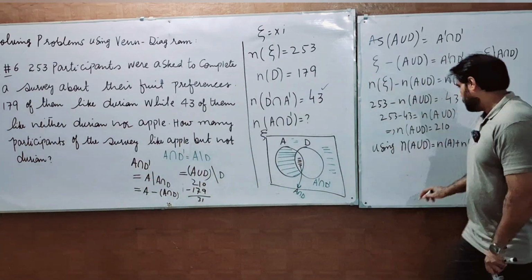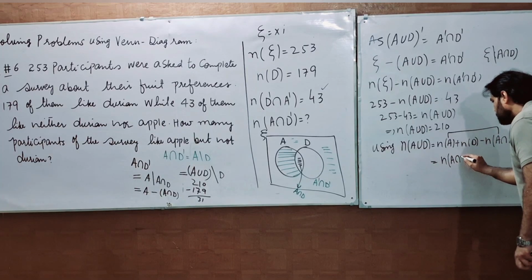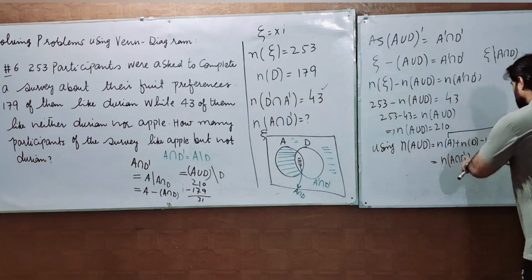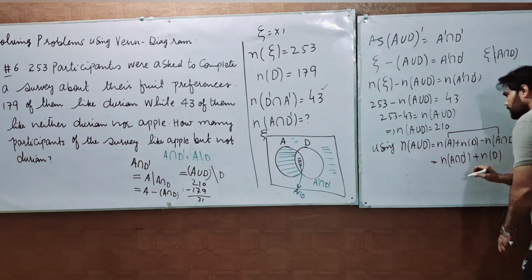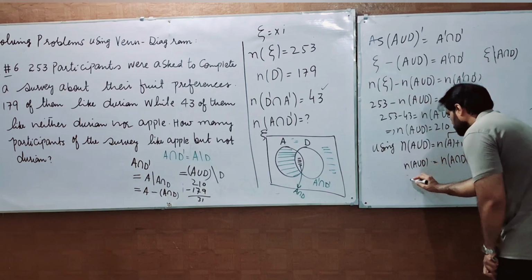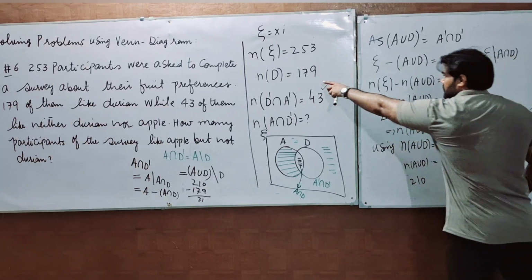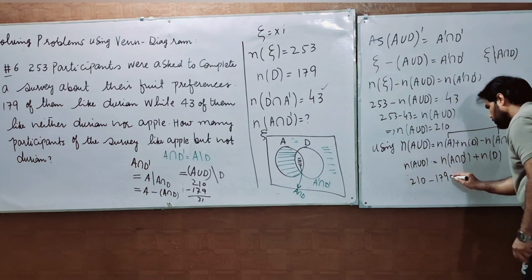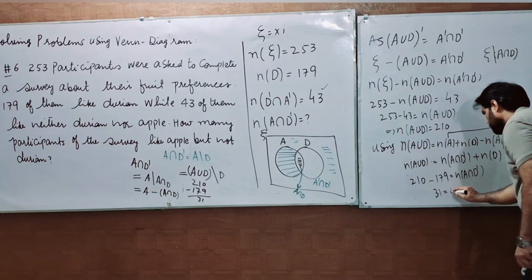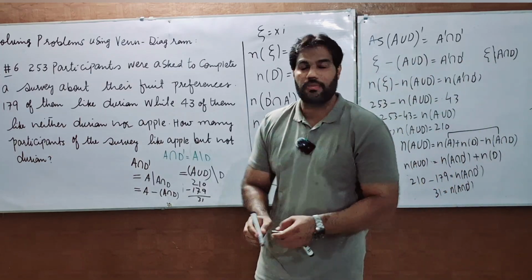So if you combine, n of A can be written as n of A intersection D complement, which is actually A difference D here, plus n of D. What is n of A union D? This is 210. This is our required value. n of D is 179. Subtract 179 from both sides. This gives n of A intersection D complement equal to 31. So this is the complete way to solve this question mathematically.